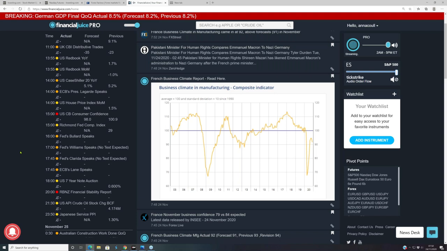more strongly if for some reason one of them goes off script. They don't tend to. They all tend to sing from the same hymn sheet, as the cliche says. But sometimes they do let things slip, intentionally, inadvertently, Freudian slip, who knows? But you need to know who's who on the various committees and get a feel for how much weight the market pays to their words.